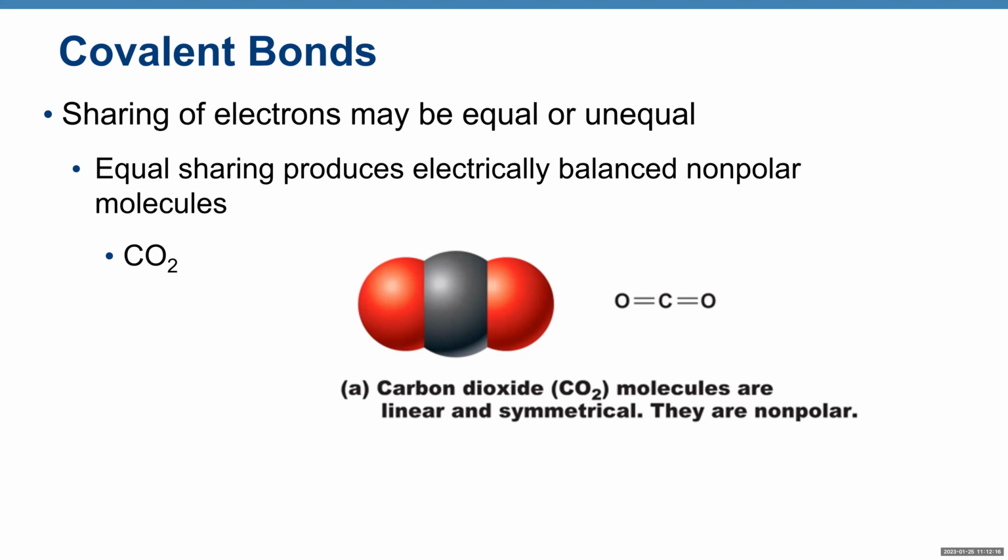Now, the sharing of electrons may be equal or unequal. Equal sharing produces an electrically balanced, or what we call non-polar, molecule. So an example is carbon dioxide. So we have carbon and two oxygen atoms bonded to form carbon dioxide molecules. The molecule is linear, symmetrical and non-polar.